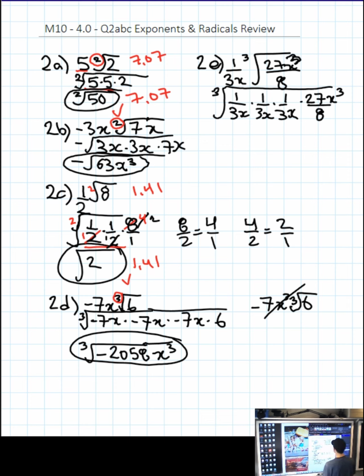So we have a 27 on the top and a 3 on the bottom, so we can divide the top and bottom by 3. And we're left with 9 on the top and 1 on the bottom. Then we can divide the top and bottom by 3 again.